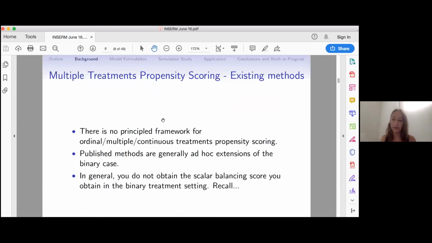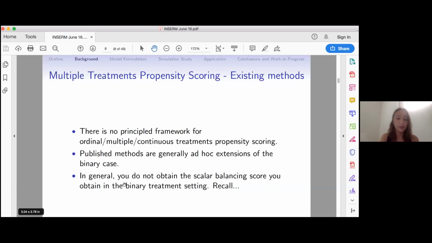So if you did a literature search, you will find some methods for multiple treatments propensity scoring, but what you don't find is a sort of principled framework that you find for the binary case, right? There are many ad hoc extensions of the binary case for ordinal treatments or for multiple treatments. There aren't really many. There are maybe five methods that I would say are quite ad hoc extensions of those cases.